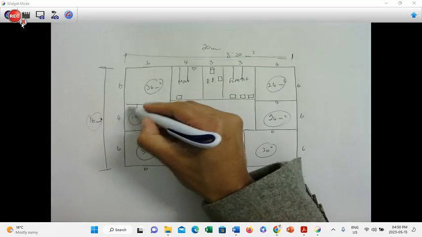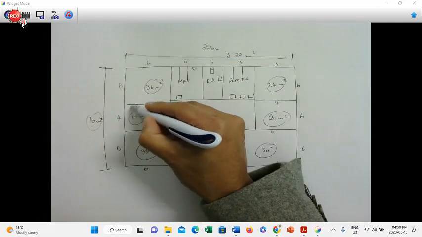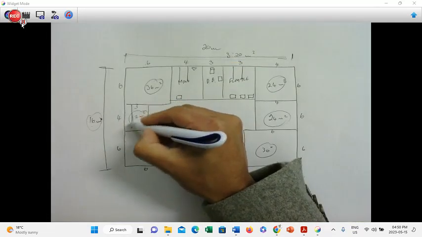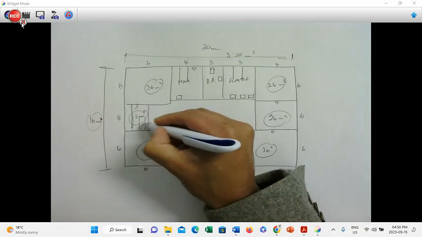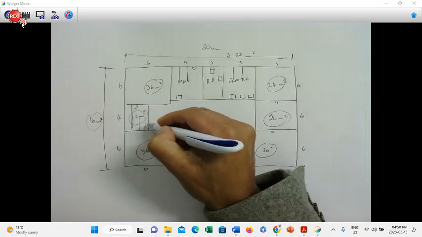In your kitchen, you are going to have 2 counters. One counter will be for the preparation of food, and the other counter will be used for serving people.